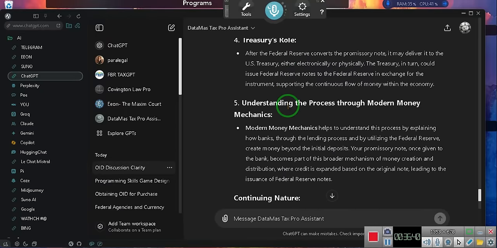4. Treasury's role. After the Federal Reserve converts the promissory note, it may deliver it to the U.S. Treasury, either electronically or physically. The Treasury, in turn, could issue Federal Reserve notes to the Federal Reserve in exchange for the instrument, supporting the continuous flow of money within the economy.